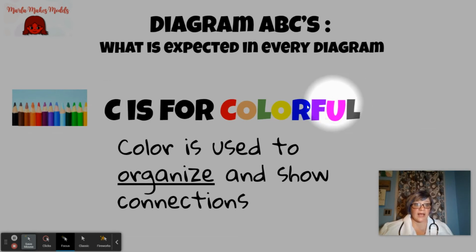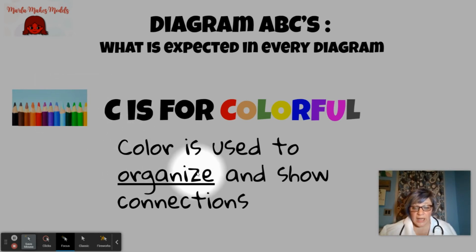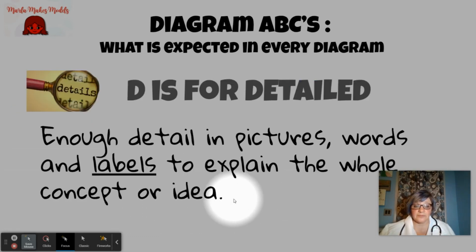C is for colorful. Colorful does not mean use every color of the rainbow. It doesn't even mean make it pretty. We use color in diagrams to organize and show connections. So things that are similar will have the same color, okay? Or to separate things. We might color the name of a vocabulary word and then the definition is in a different color or something like that. But we use it to organize and make connections, not just to use every color or to make it pretty or to take a long time on it. Colorful is for organization and showing connections.